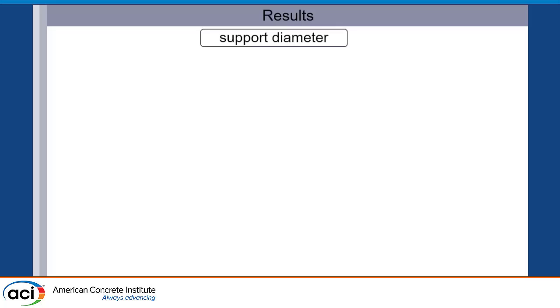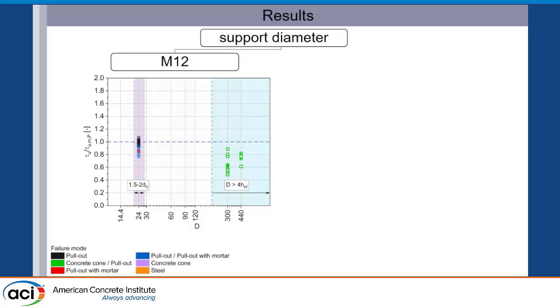The next parameter studied was support diameter. So first of all, we have M12. In this case, only two diameters were studied. It was the standard ones, which mean 1.5 to 2 times the diameter of the drill bit for confined, and then larger diameters, larger than 4 times h_eff, for the unconfined test setup.